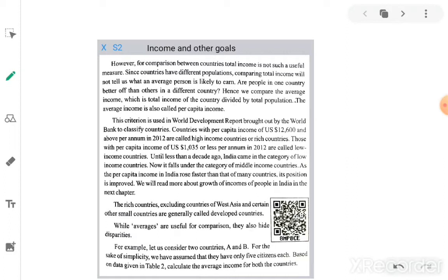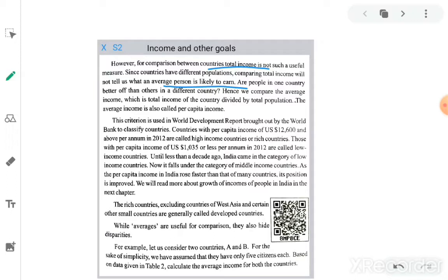For comparison between countries, total income is not such a useful measure. Only by income we cannot estimate total development. Since countries have different populations, comparing total income will not tell us what an average person is likely to earn.